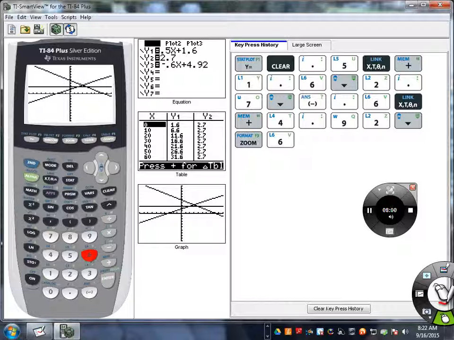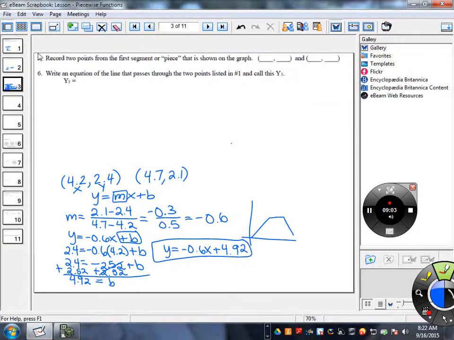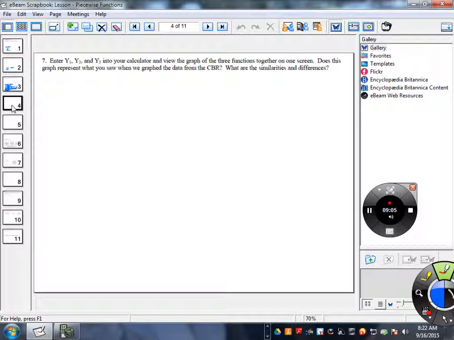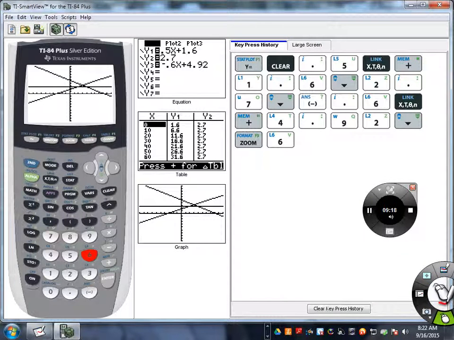So here is the question that we want to answer. Let me look back at our note guide. Does this graph represent what you saw when we graphed the data from the CBR? What's similar and what's different? Think about what you saw when we created the CBR graph. Is this graph the same? If not, what's similar about it and what's different? What's going on here that's the same, and what's different from what we saw after we had somebody come up here, walk, and saw the graph that it created?